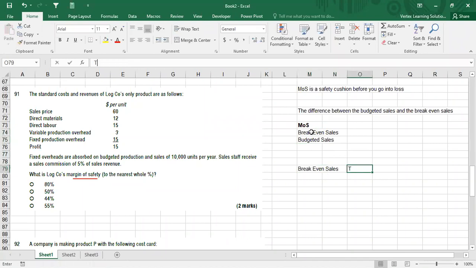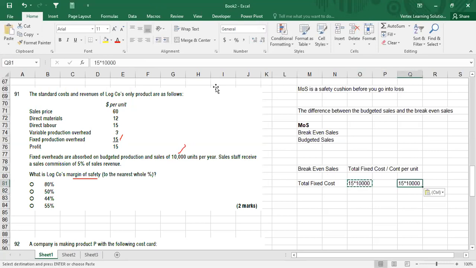The break-even sales formula is total fixed cost divided by contribution per unit. So fixed cost should be taken as total and contribution should be taken as per unit. So what is my total fixed cost? If you remember what I discussed before, total fixed cost here would be fixed cost per unit, which is based on 10,000 units. So total fixed cost will be 15 multiplied by 10,000, which means my total fixed costs are 150,000.